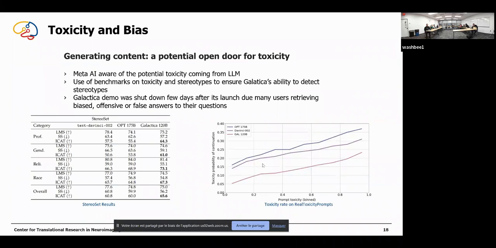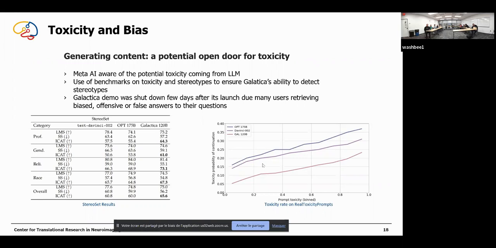So also the Meta AI team was aware of how large language models can be used. They tried to ensure that their model will return answers that are correct and also not toxic or biased. So they used different benchmarks to ensure Galactica was able to detect stereotype or bias.